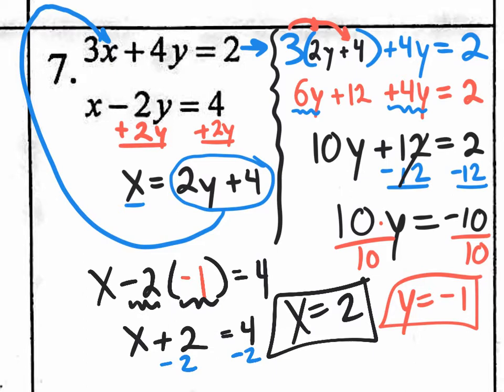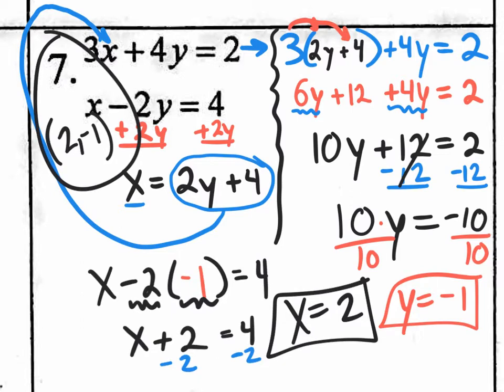So our answer to number 7 is the coordinate 2 comma negative 1. That's our answer to number 7, 2 comma negative 1. Of course, if you have time, plug in your x value of 2, plug in your y value of negative 1, and see if you can double check it with both equations.